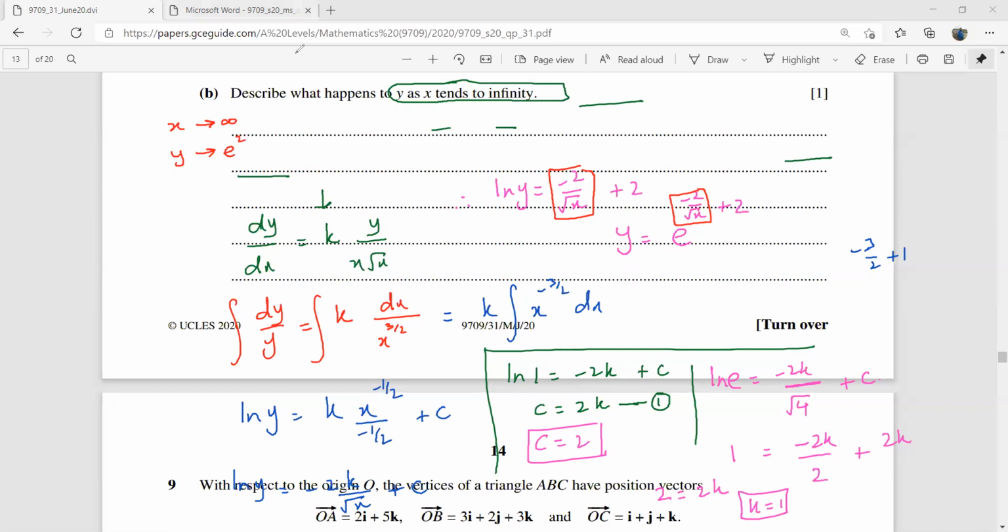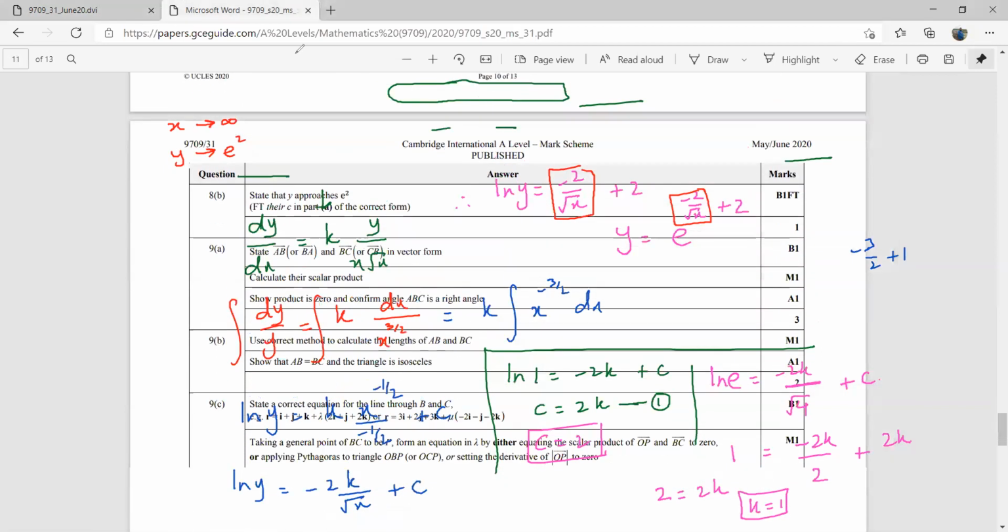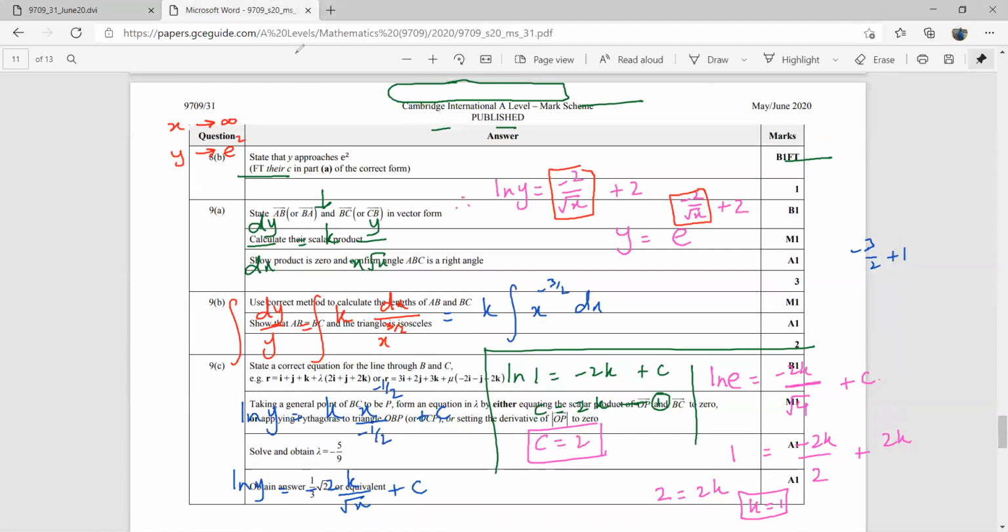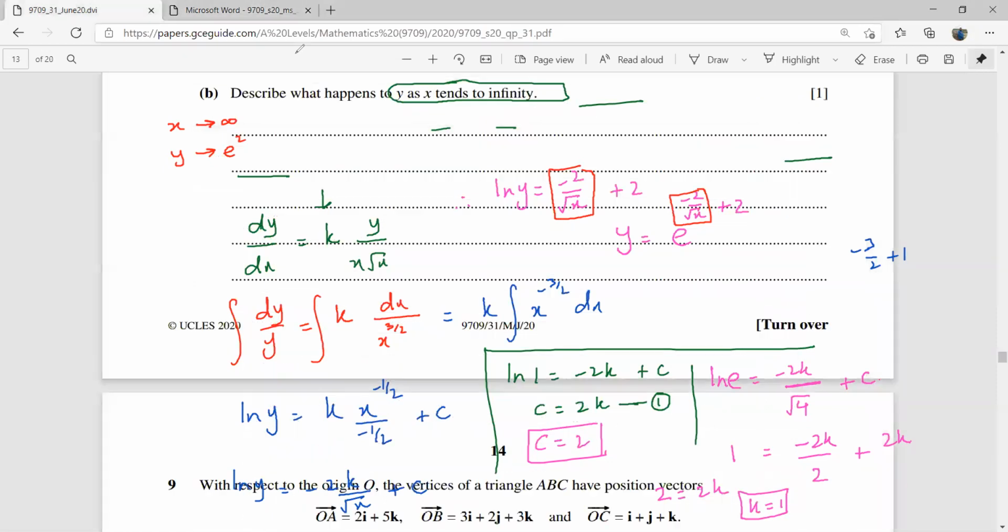Let me check the answer. Yeah, this is e square. Y would be e square. Do you agree with this, bacho? This is the answer to this B part. When x tends to infinity, anything over infinity is going to be 0. So 2 over infinity is 0. So you're left with e square. So y is going to be e square.